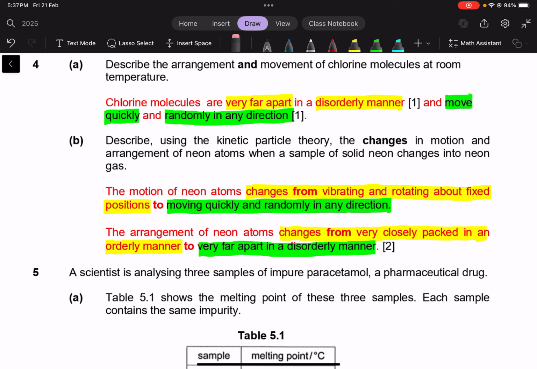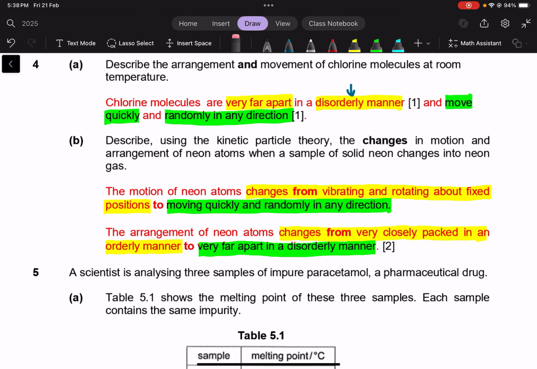For arrangement, there are actually two parts when we describe the arrangement of particles. The first thing to take note of is the particle spacing, the spacing between the particles. Then the second point is to tell whether the arrangement is regular or disorderly. So do take note, there are 2 points to answering the arrangement of particles.